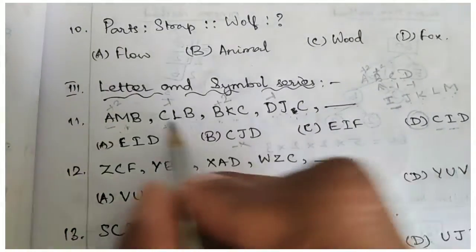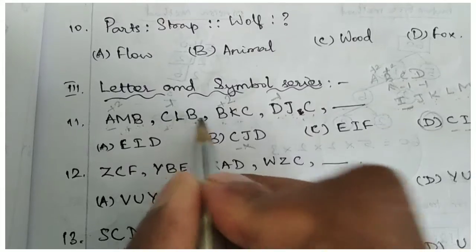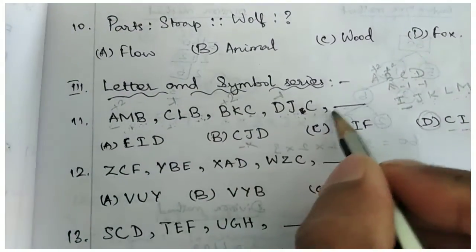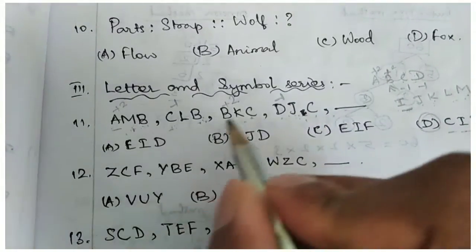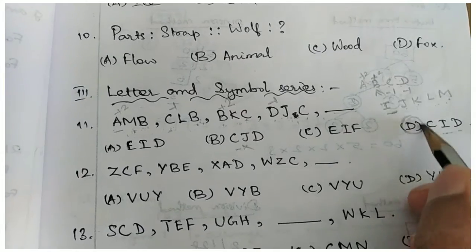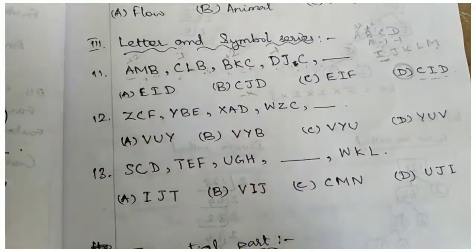But you can also check the third one. So third one B, B. B came 2. And then B plus 1 is C. So B, B, C, C. Therefore D. B, C, D. D will be there. This is the option. And similarly, find the other one.